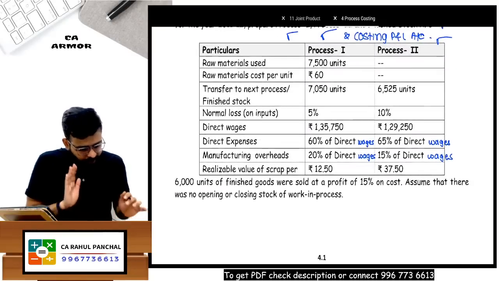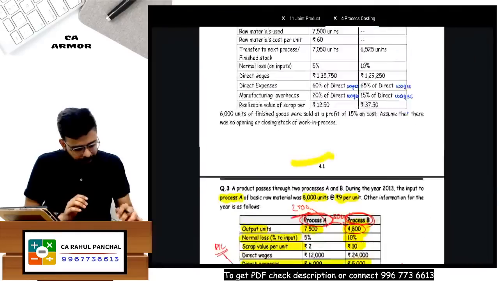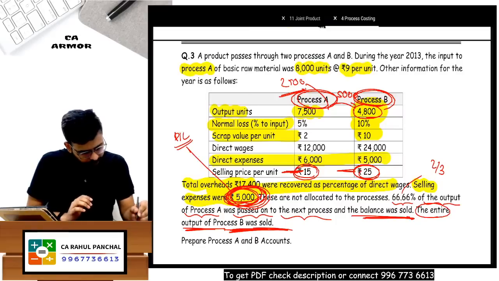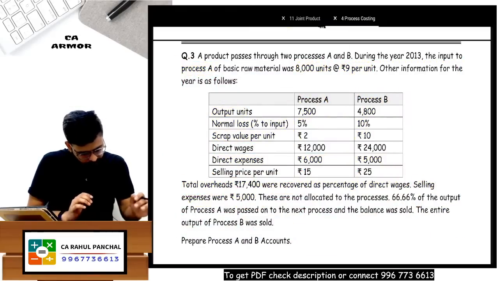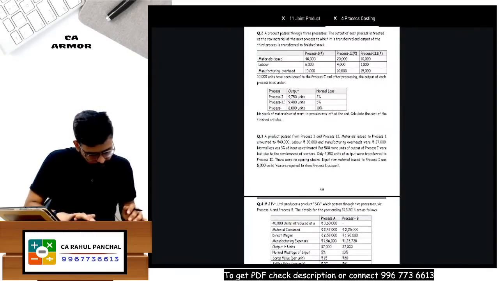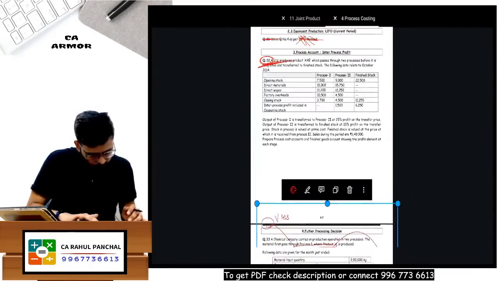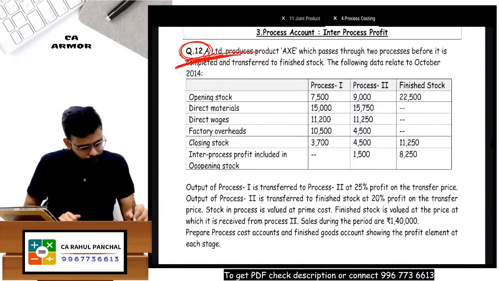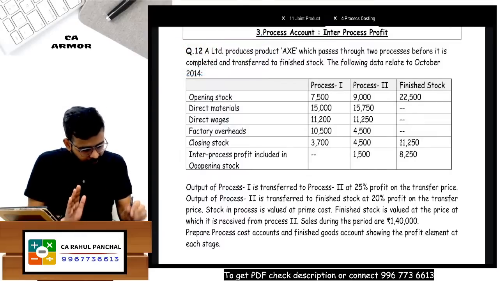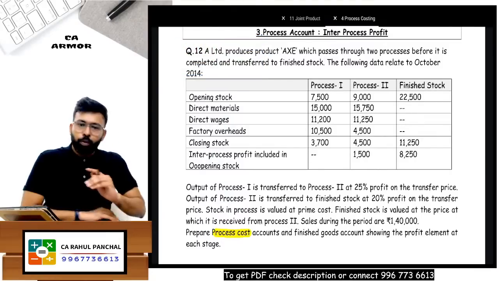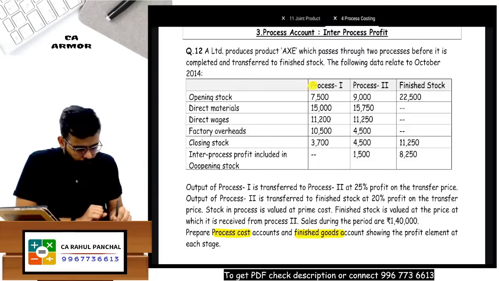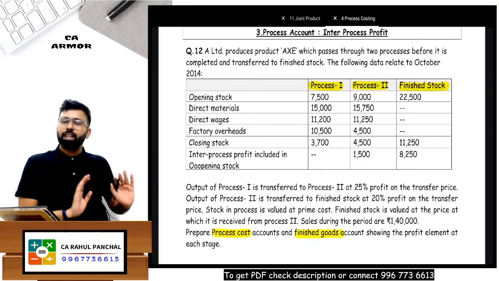For that matter, at the end it will be written like, sorry, just a second. Let me clear these things. Where is that question? Sorry, my mistake. That question is this: inter-process profit. Sorry, this is AXA Limited. Let us start with this. See, it is written at the end: prepare process accounts. We will make the process accounts and the finished goods account. So 2 process accounts will be made and 1 finished goods account will be made.